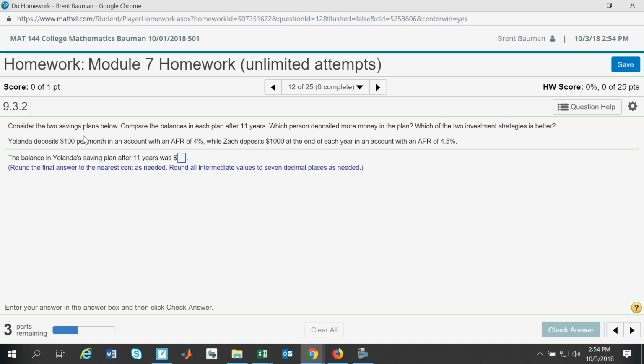So we're going to actually compare two accounts for this one, where the other calculations you're just doing one. So it tells us that you have two savings plans. Compare the balances in each plan after 11 years. So there's your T. Which person deposited more money into the plan, and which investment strategy is best. So they've got a couple extra calculations in this one than just finding the end balance. So we'll start with Yolanda deposits $100 per month in an account with an APR of 4%.